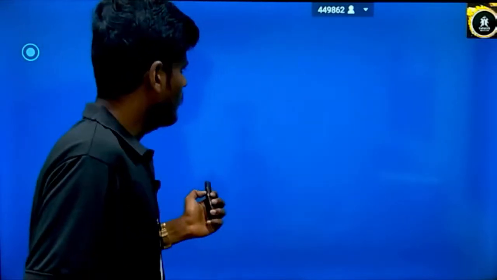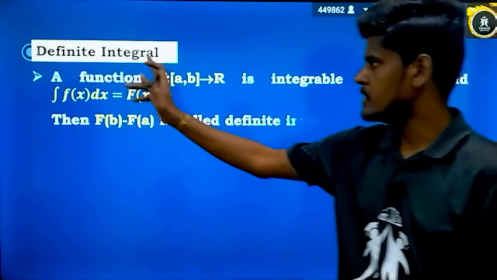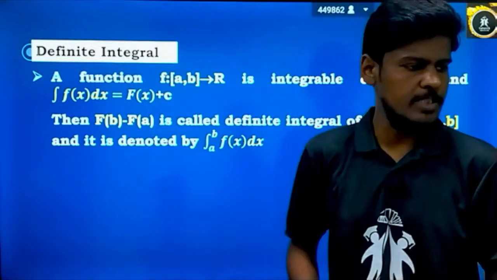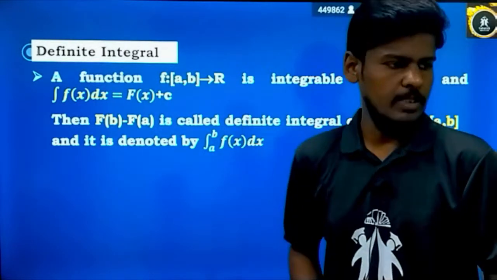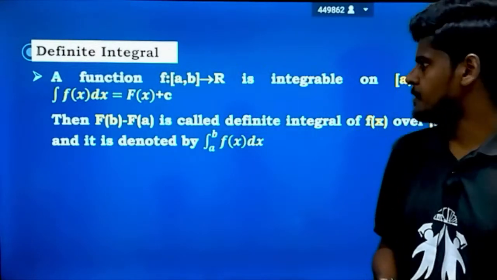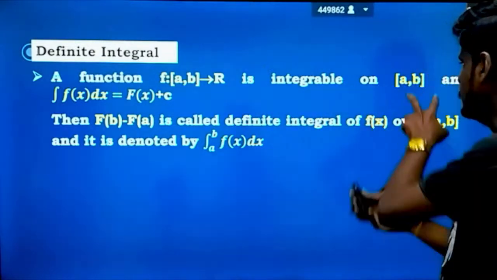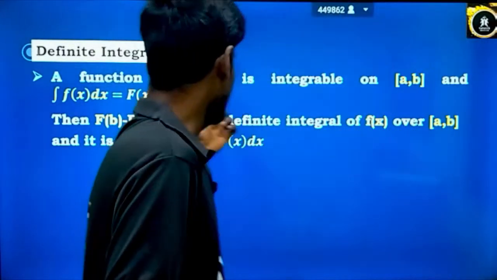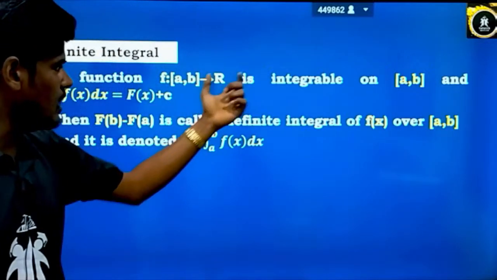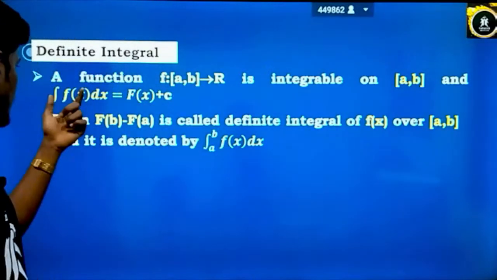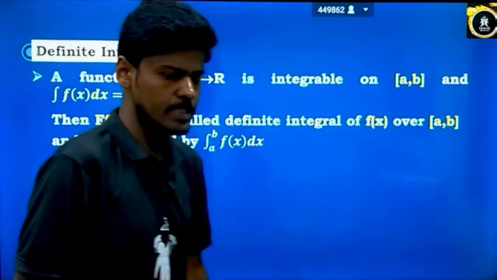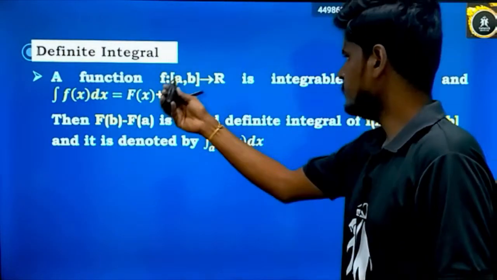Okay, now what is definite integration? Suppose we consider a function mapped from the domain, the closed interval a to b, to the codomain of all real numbers. It is integrable on this interval, and the integral of f of x dx equals capital F of x. What does this statement mean?